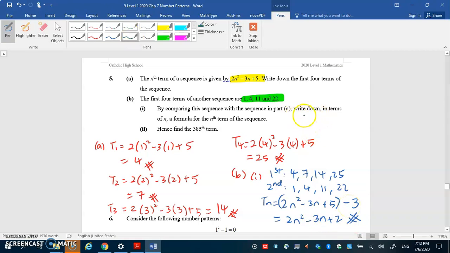Okay, part C. Hence find the 385th term. So for the 385th term, you sub in over here: 2 times 385 squared minus 3 times 385 plus 2. You will get 295,297. That's the answer for part C. So these are all standard questions.